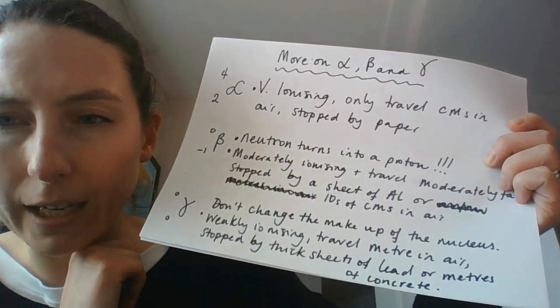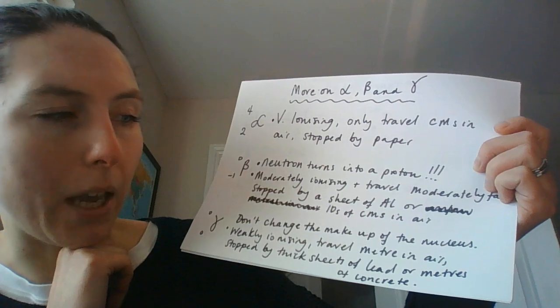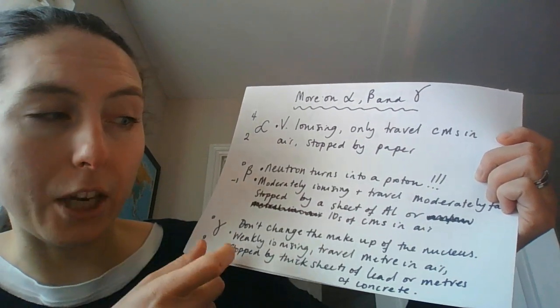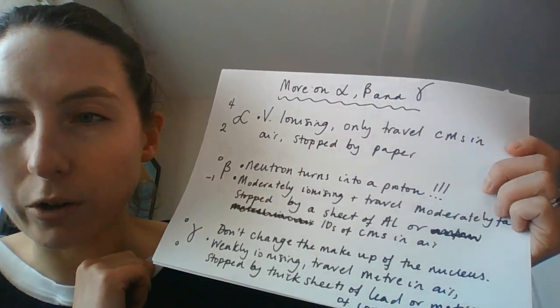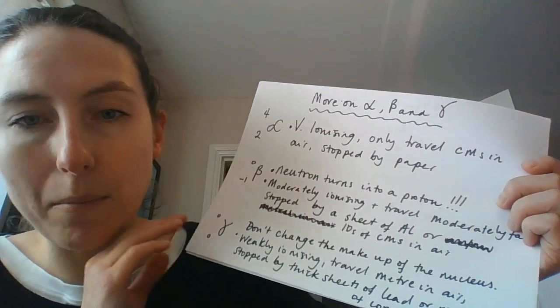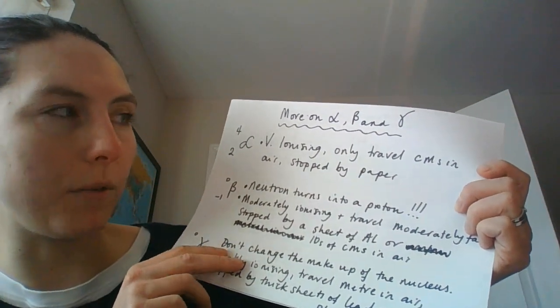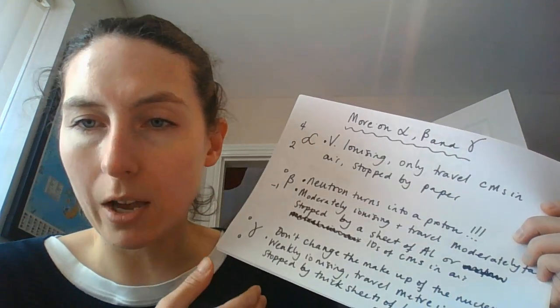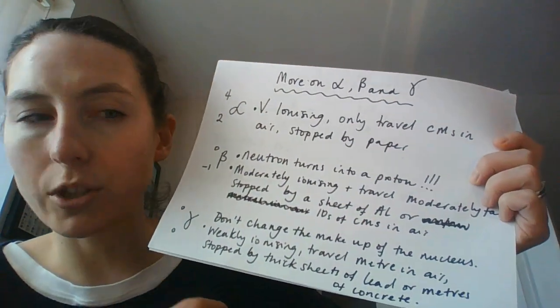In order to block a gamma ray, you have to stop it by a thick sheet of lead, or meters of concrete. So they penetrate to a much greater effect than the previous 2. However, they are uncharged, so they are not as strongly ionizing.